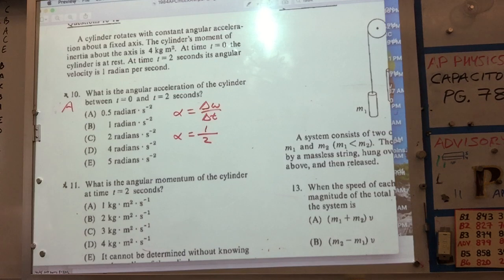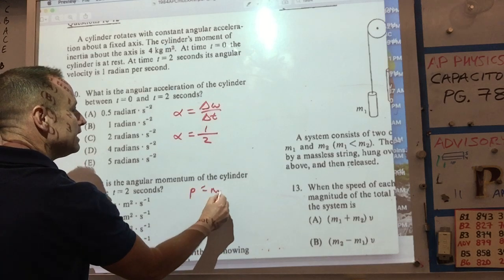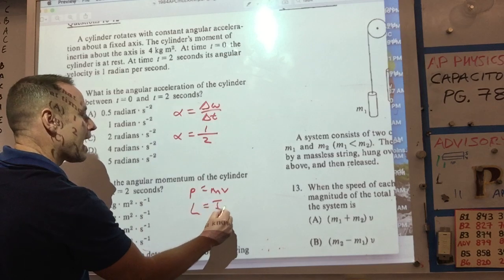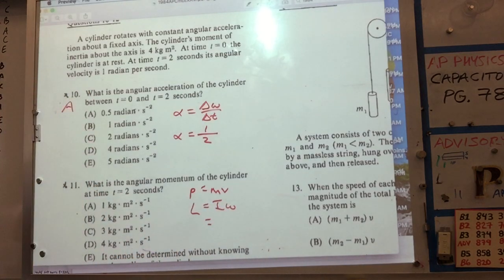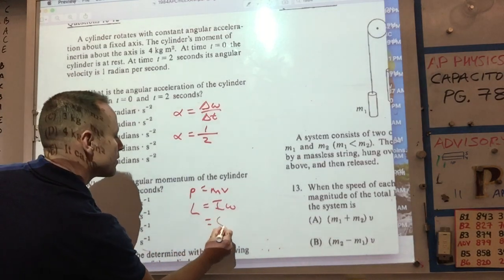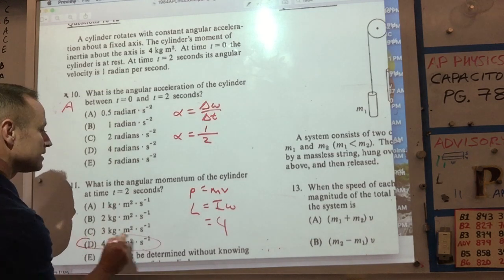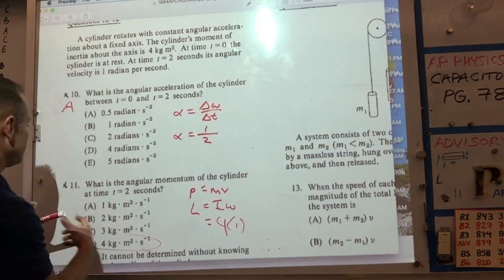What's the angular momentum at 2 seconds? If you forget, linear momentum is mv, and angular momentum is the angular version of that, so it's I omega. It's a cylinder, and we know the moment of inertia is 4. At t equals 2, the angular velocity is 1. Oh wow, so it's just 4 times 1. So 11 should just be D.